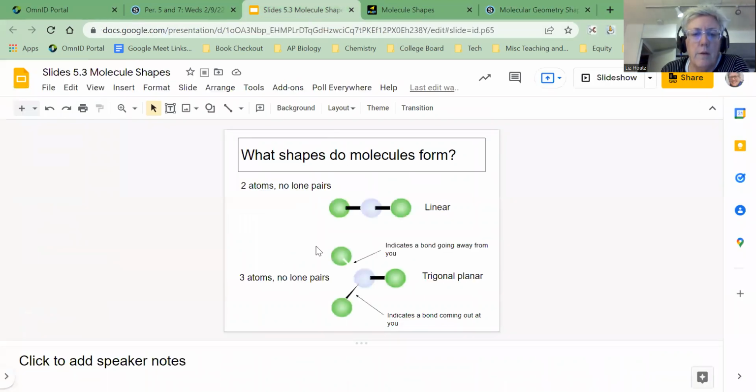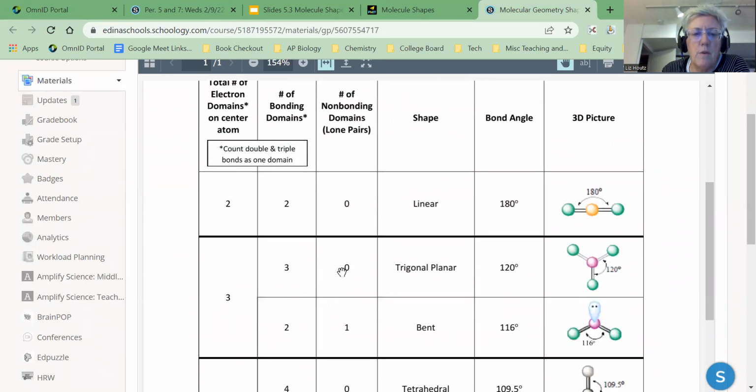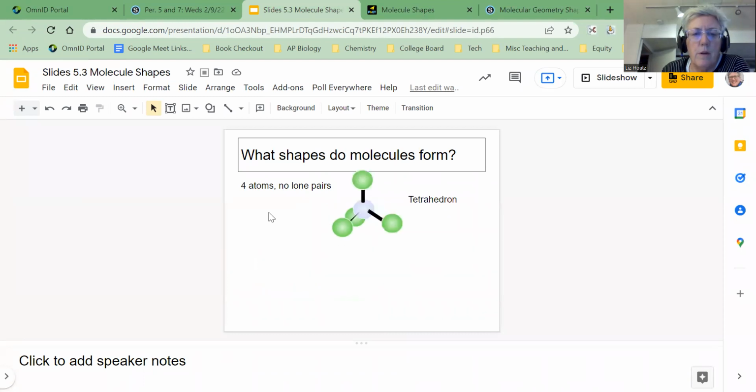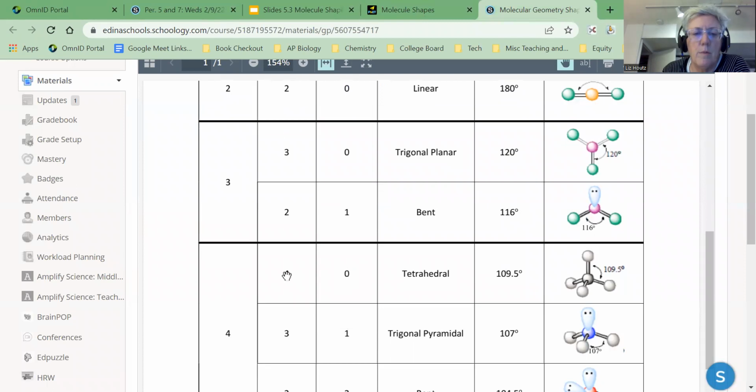All right, if you have a Lewis dot structure with a central atom and 3 single bonds going to it and no lone pairs, you look at your chart, I have 3 electron domains, I have no lone pairs, the shape of that is called trigonal planar. All right, and you can just go right on through here and figure out these names. 4 atoms, no lone pairs, tetrahedral, that's this one, 4 atoms, 4 bonds, 4 electron domains, no lone pairs, tetrahedral.